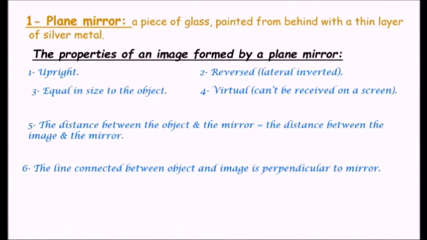Number 5, the distance between the object and the mirror equals the distance between the image and the mirror. If the distance between your body and the mirror is 3 meters, the distance between the image and the mirror is 3 meters too. And finally, when we draw a line between my body and my image in the mirror, that line will be perpendicular to the mirror.